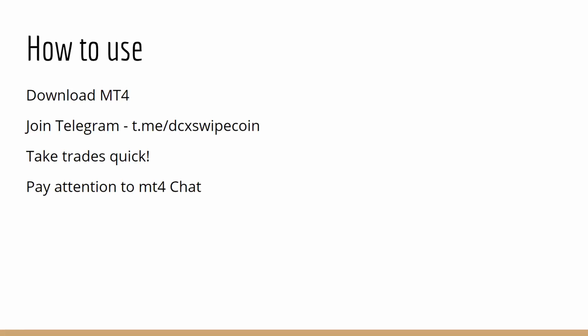Now, another thing, guys, you need to make sure you're quick when it comes to Swipecoin. You see, the volatility of these markets is insane. Guys, we're talking thousands of pips on a daily basis. These markets move very, very quick. And because they move quick, you can't be dilly-dallying around. You can't just get a notification from Swipecoin and then when you feel like it, take the trade. No. The market ain't going to wait for you. You need to be quick. You need to be paying attention. And finally, you need to pay attention to the MT4 chat.